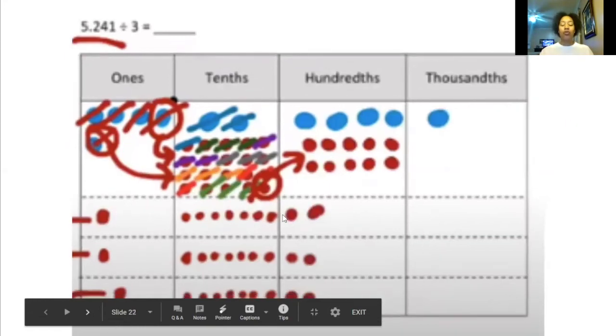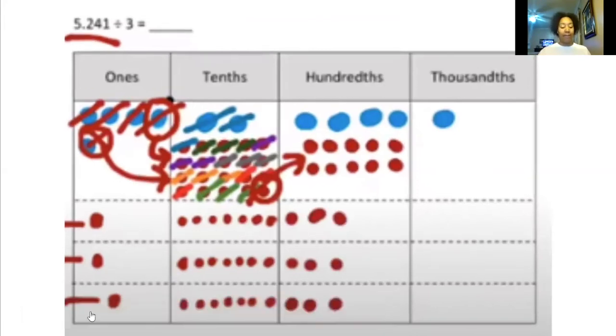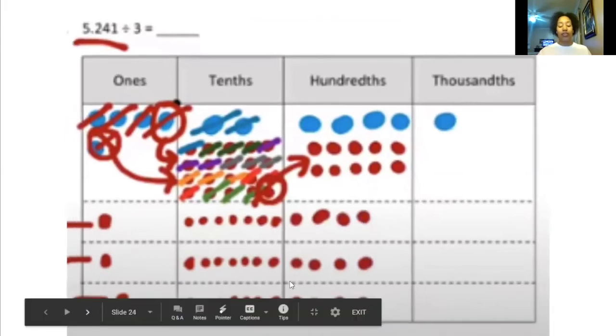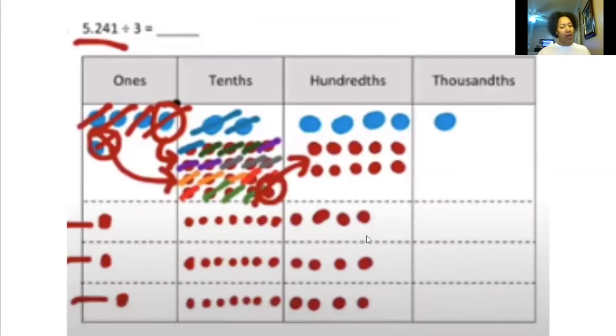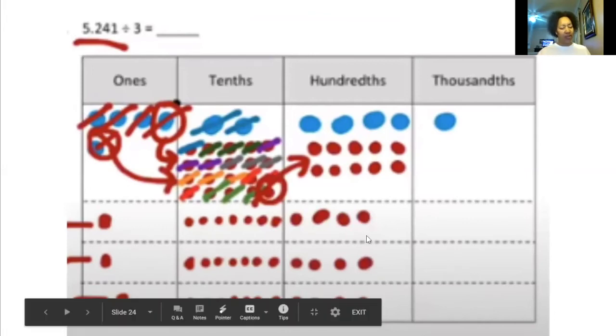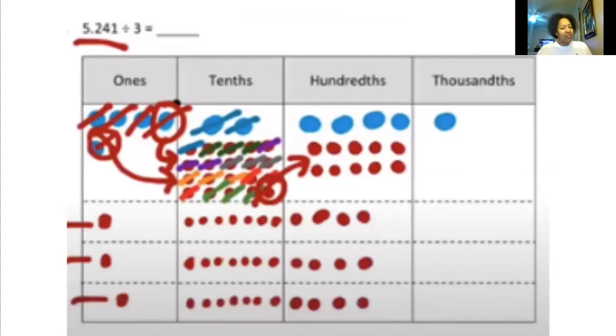3 more, so 2 in each group of 3. 3 in each group of 3. 4 in each group of 3. So let's see. 4 in 3 groups. So 3, 6, 9, 12. And let's remember we have 14 in all, right? So if we use 12 from 14, we took away 12. There's 2 left. We can't split, divide, or share equally those 2 remaining dots.